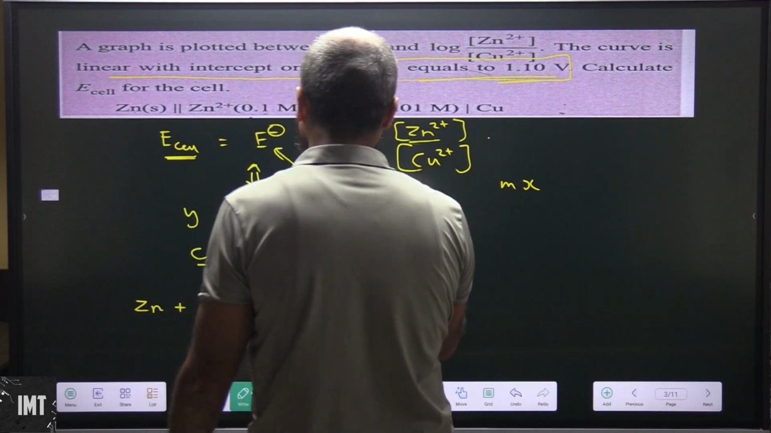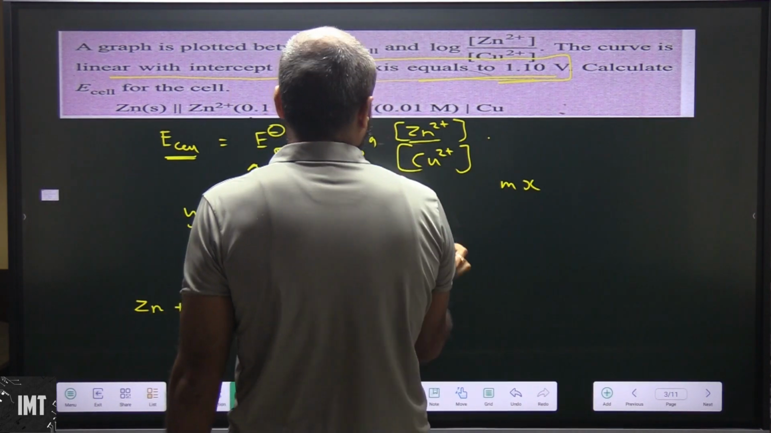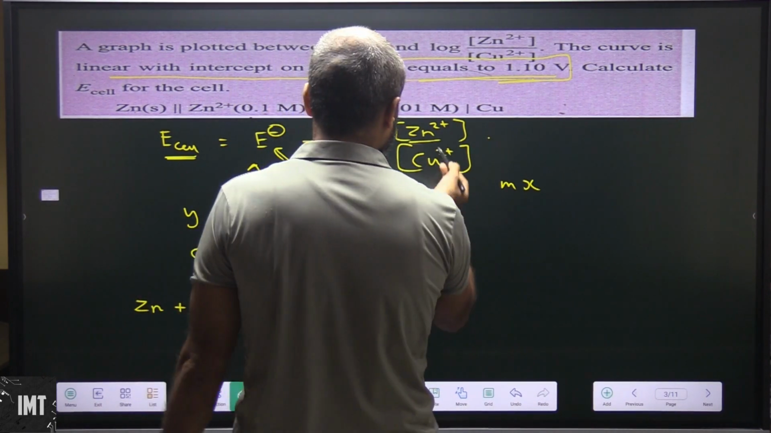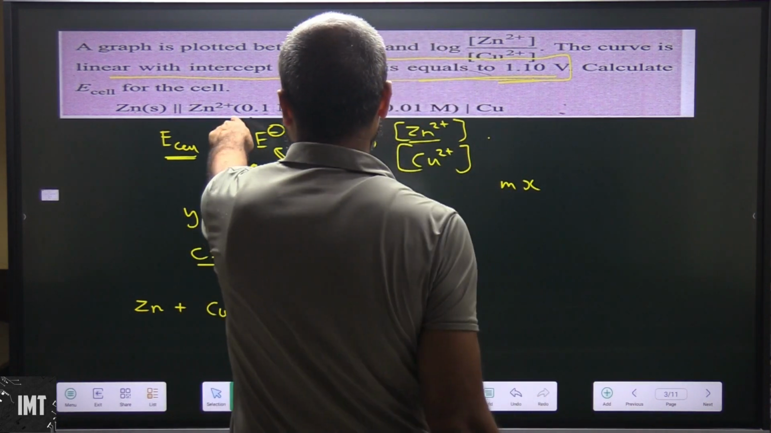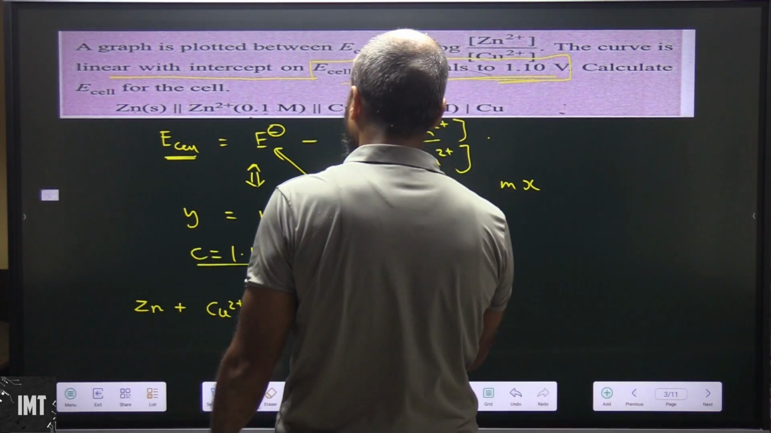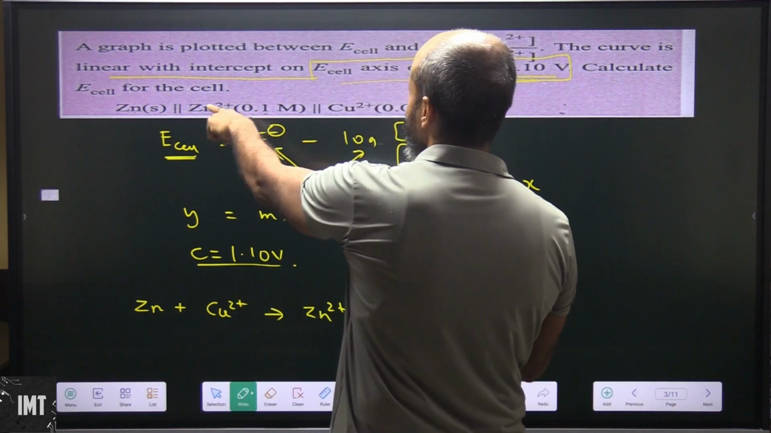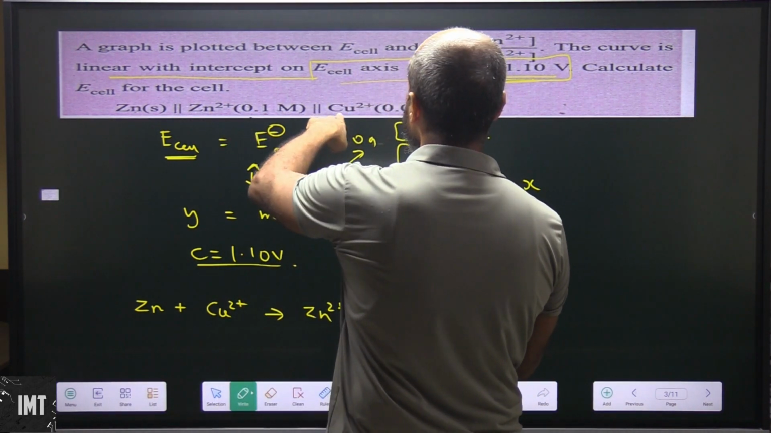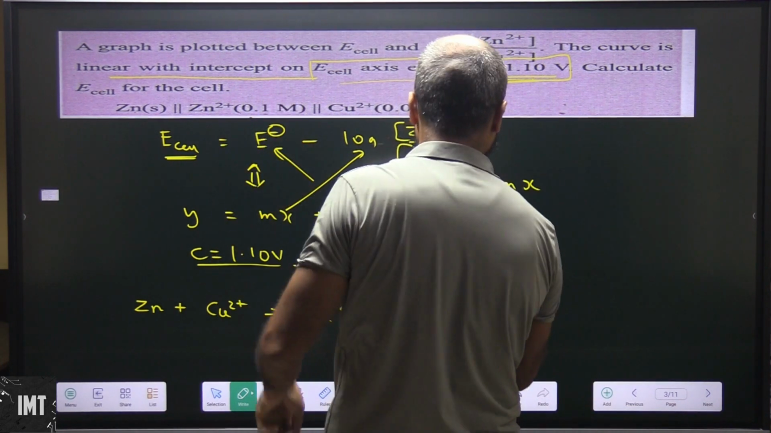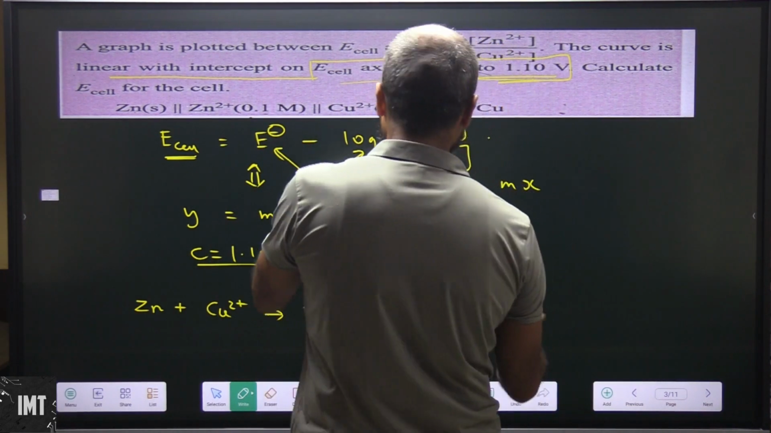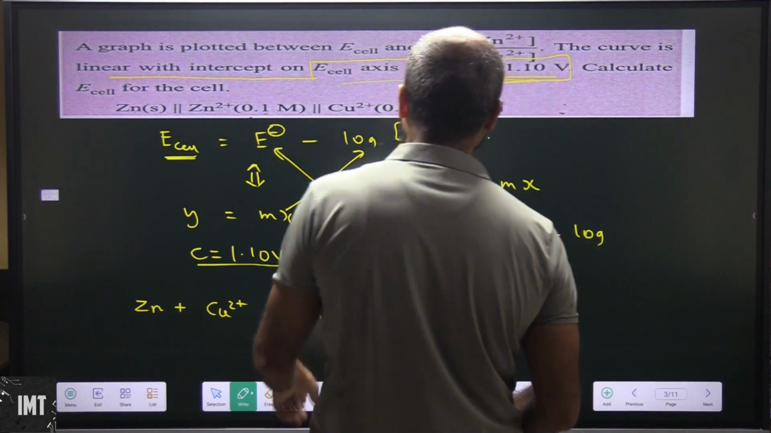Calculate the EMF of the cell. So this will be the mx term. Let's calculate here. Zn2+ will be 0.1 mole. E of the cell will be equal to c, where c is the intercept, that is 1.10 minus log of Zn2+ upon Cu2+.